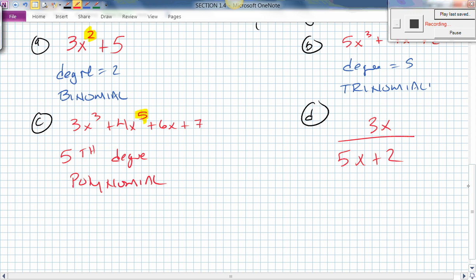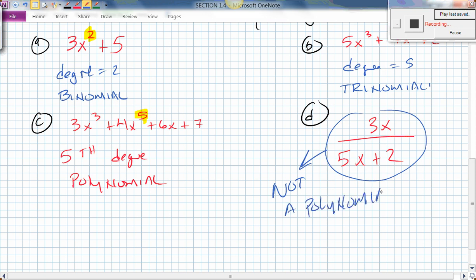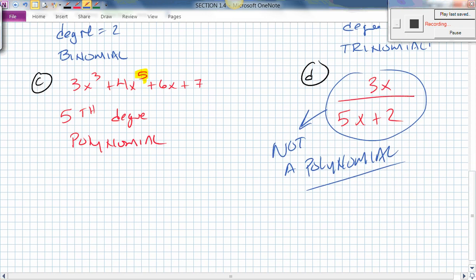What's your best guess? Trinomial? Okay, what do you think, Daniel? Binomial. Anybody else? Good guesses. Well, what's different about this example versus the other 3? There's a fraction. If there is a fraction involved, this is not a polynomial. It's called a rational expression. It's a completely different category. Tonight in the homework, they'll say, hey, is this a polynomial? Yes or no? If you see a fraction in there, you say no. Everybody good?